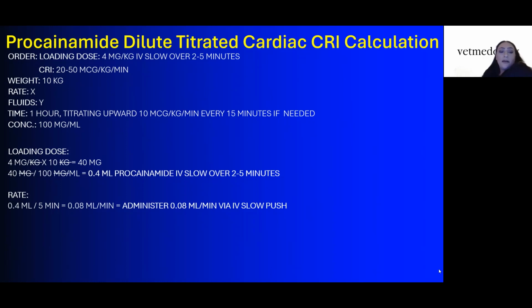Concentration of procainamide is 100 mg per mL. So loading dose, 4 mg per kg times 10 kgs, 40 mgs. 40 milligrams divided by 100 milligrams per mL equals 0.4 mLs procainamide, IV slow over 2 to 5 minutes. 0.4 mLs over 5 minutes equals 0.08 mLs per minute.